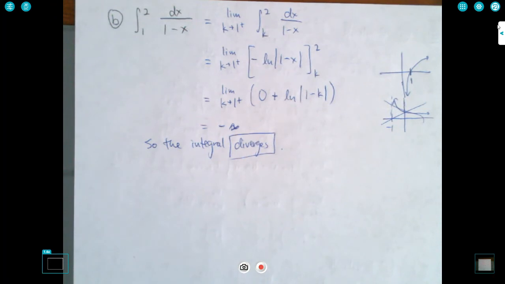I think my brain is too tired. It's been a long week. But yeah, the integral diverges there.